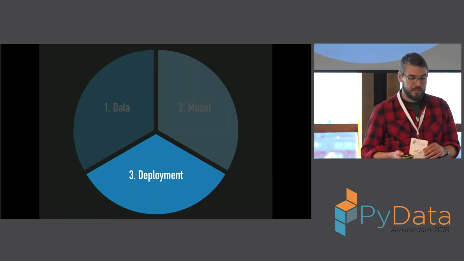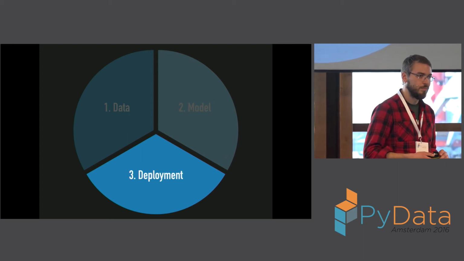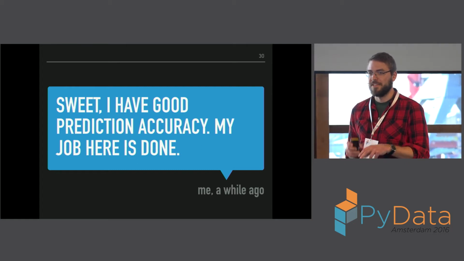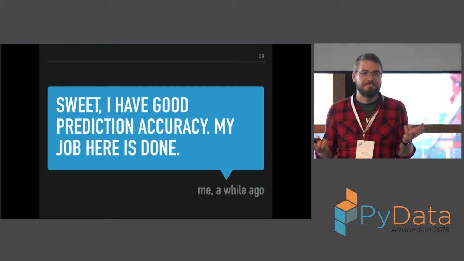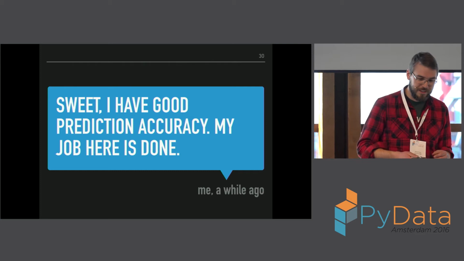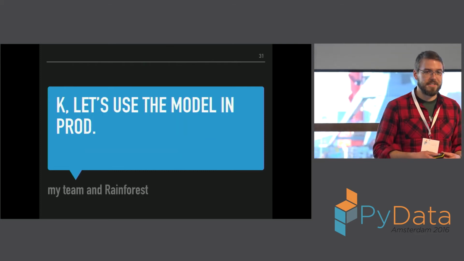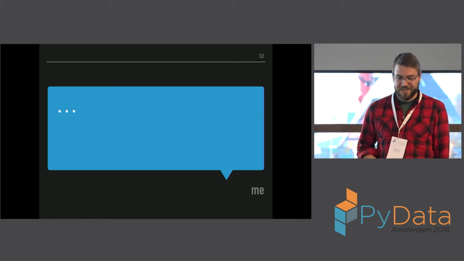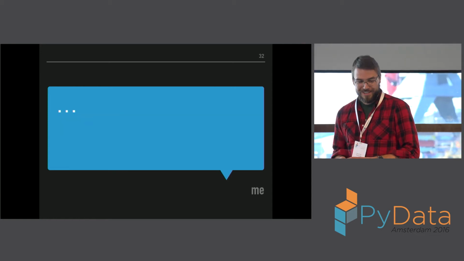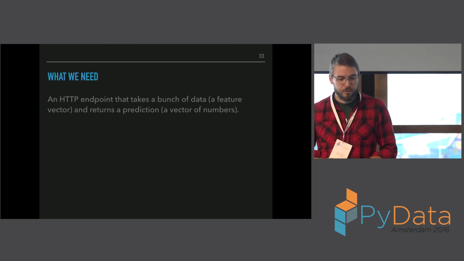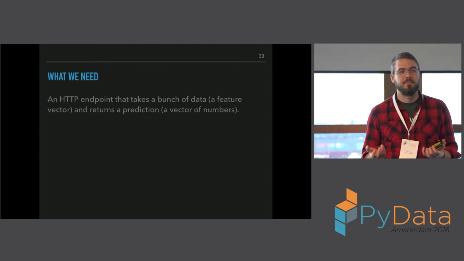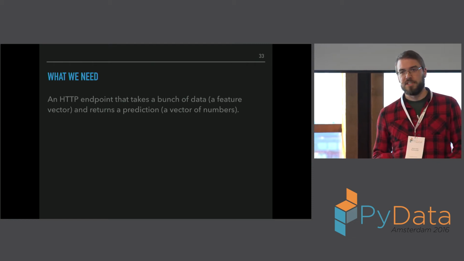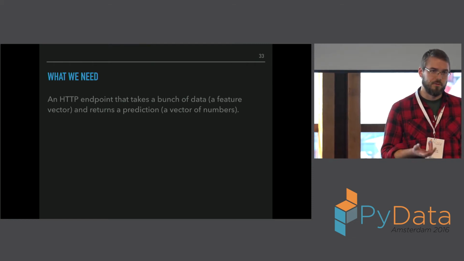So the final ingredient is how to put this in production. That was me a while ago. I did some experiments in Jupyter, and I thought, OK, I'm done, right? I get good enough scores. And then I was asked, OK, so now implement it. And I didn't quite know how to do that. So basically what we need is some way of, because we're a web app, exposing the predictions of the model through HTTP.